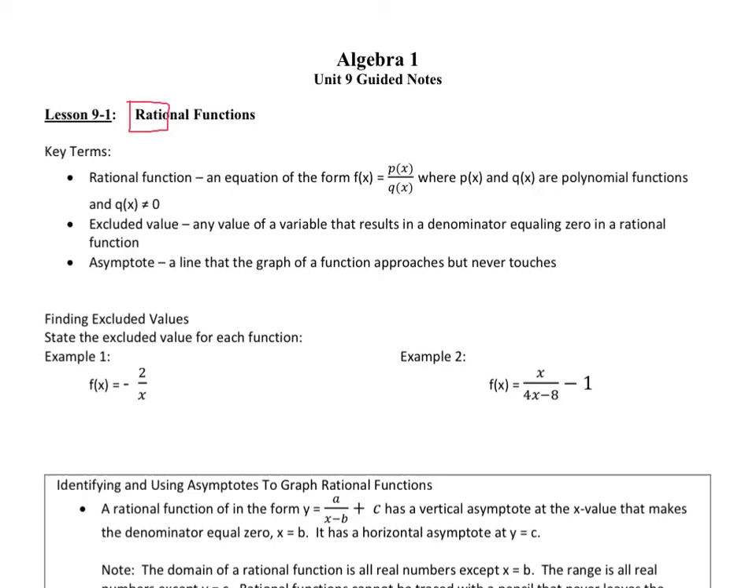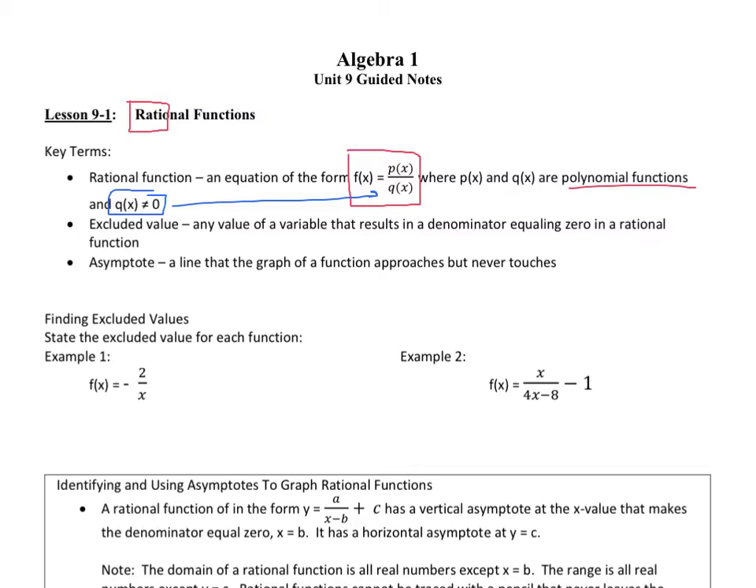It is an equation of the form f of x equals, and then we have a function in the numerator and a function in the denominator. Again, they are both polynomial functions on top and bottom, with one restriction. When we have fractions, we know that we cannot divide by 0. So we have a rule that says whatever the function is in the denominator cannot be 0. Otherwise, the fraction or rational function is undefined.